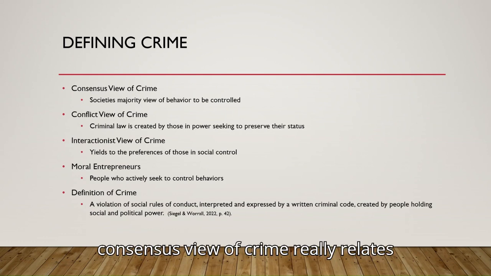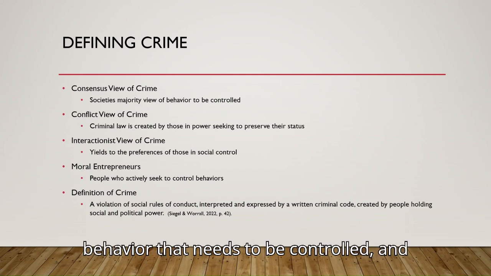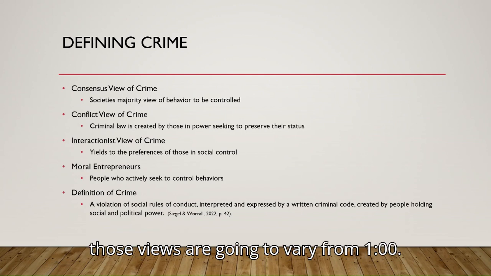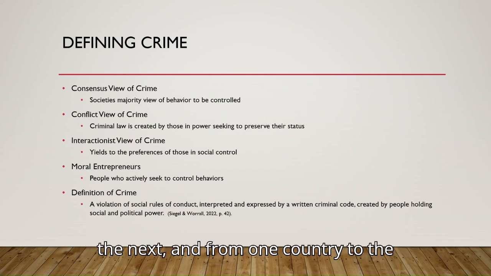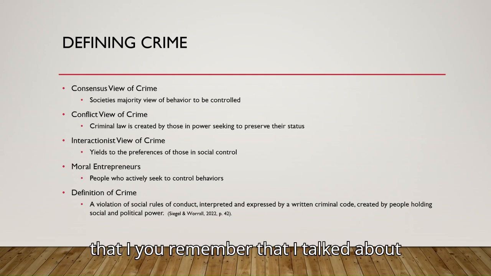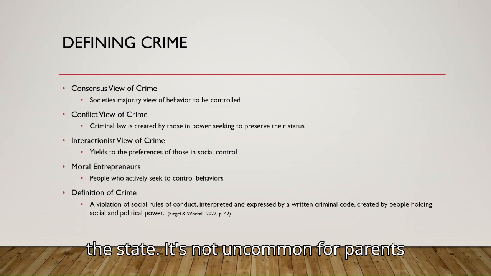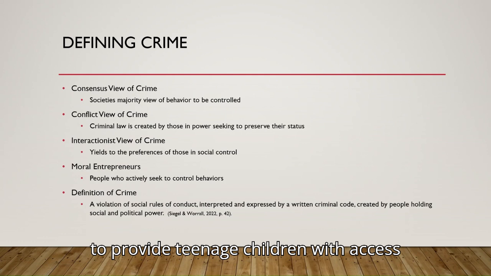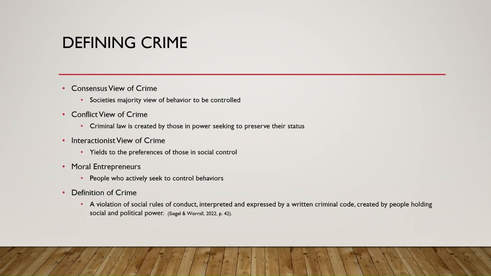The consensus view of crime really relates to society's view of behavior that needs to be controlled. And those views are going to vary from one community to the next, from one region to the next, and from one country to the next. A pretty good example of that relates to the use of alcohol. You remember that I talked about last week, in the northwest part of the state, it's not uncommon for parents to provide teenage children with access to alcohol in their own home because the social norm is one of alcohol use. We also see that in European countries as well.